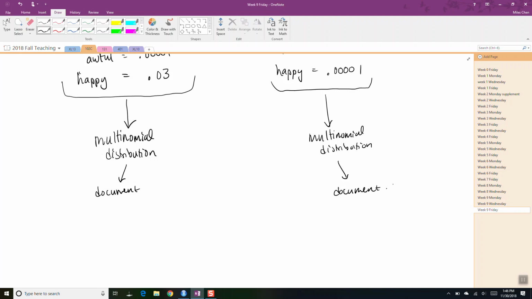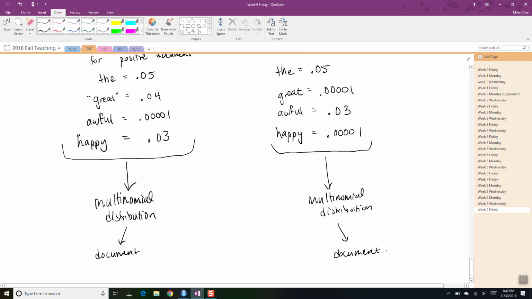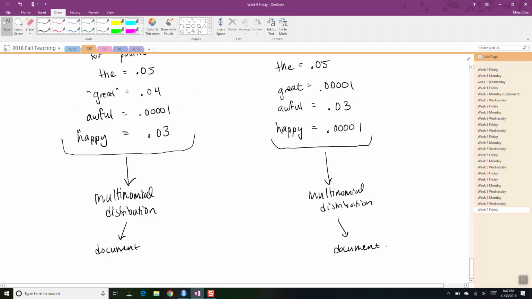And in this case, it's just a pouch, right? With maybe like 1 million balls in there, okay? And then you've got a ball for the word the. And in this one, 5% of the balls in the pouch have the word the, okay? And maybe 4% of the words in the positive pouch have the word great. And 3% of the balls in the positive pouch have the word happy, okay? And so we're going to just draw like 20 balls out of this pouch and say, how many times did we see the word the and happy and great and all of this, okay? And that's what will be our bag of words document over here, okay?